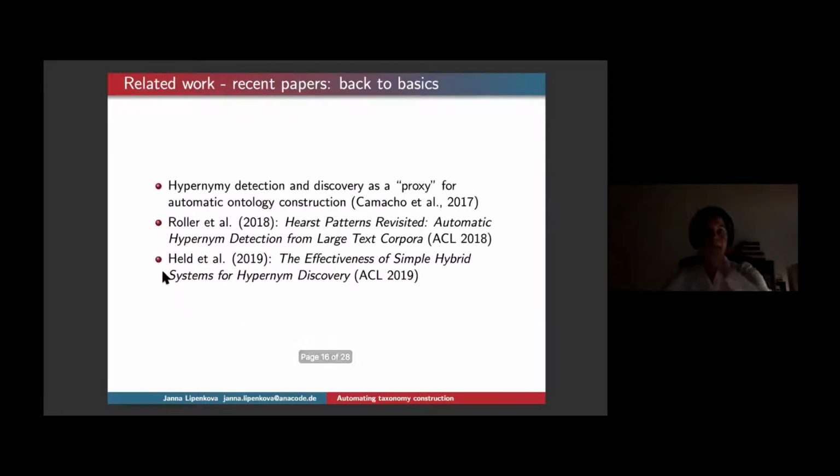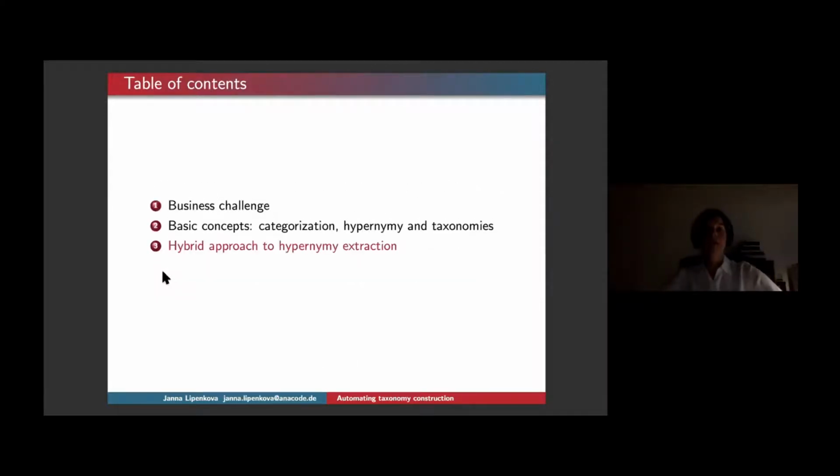Okay, so now related work, I think I will skip this part. It will be available in the slides and also with a long list of the sources used. Now let's just skip to the approach to hyperonymy extraction that we use on our data.